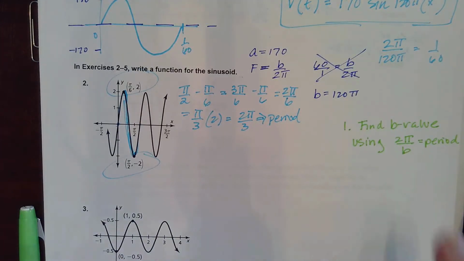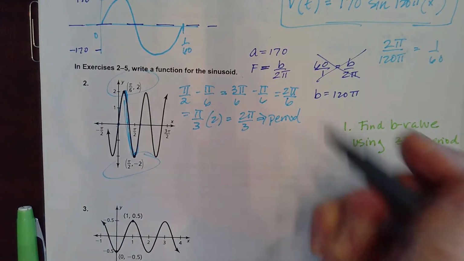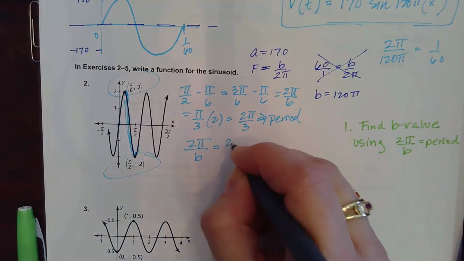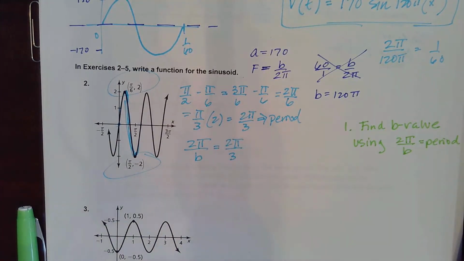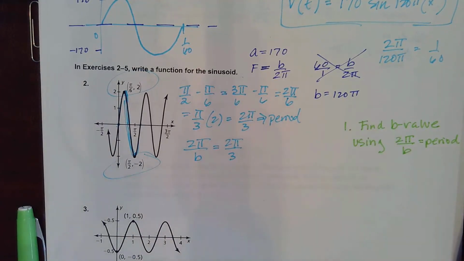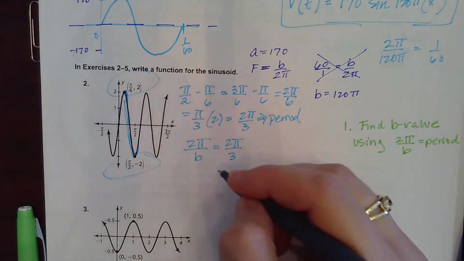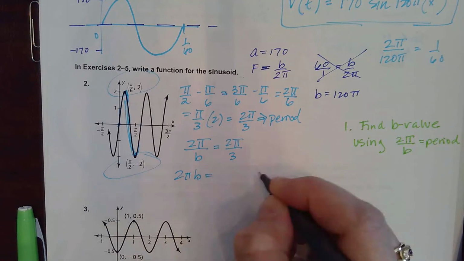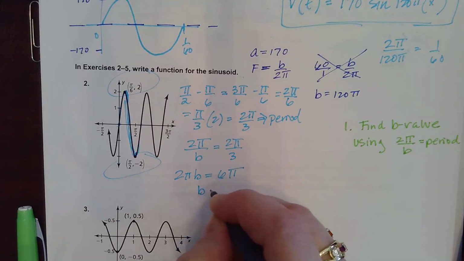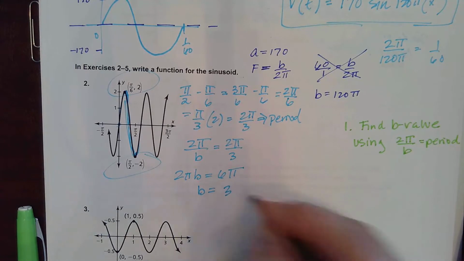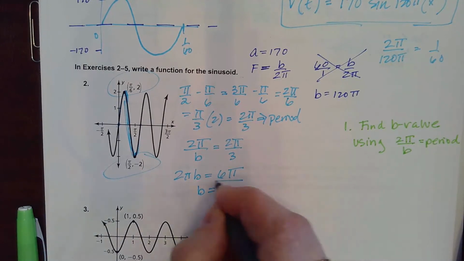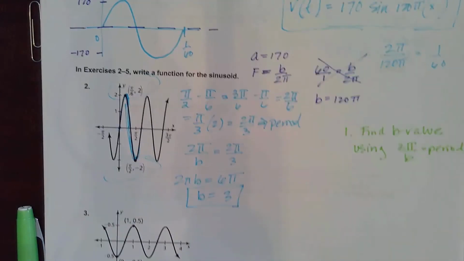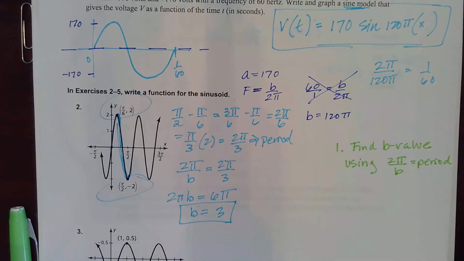Why that's important is that now that we know the period, we can go ahead and find the b value. Remember, the period formula is 2 pi over b, so that equals the period. So I'm going to set it equal to 2 pi over 3 because that's the period of this function. I took the formula for period and set it equal to the period that I just figured out. Now we're going to cross multiply and solve for b. And I get b to equal 3. Again, why that's important is because we need to figure out an a, a b, an h, and a k in my equation. So I need to figure out all of those letters.